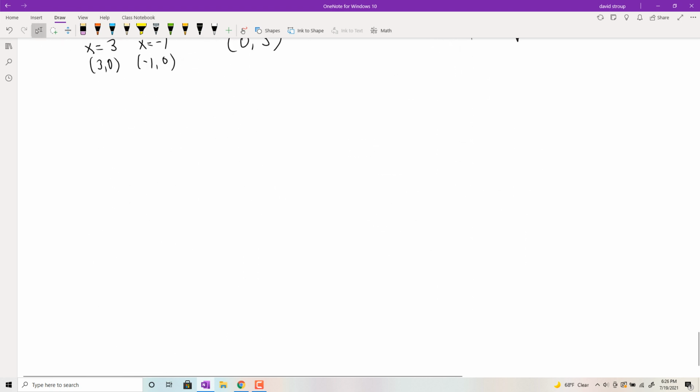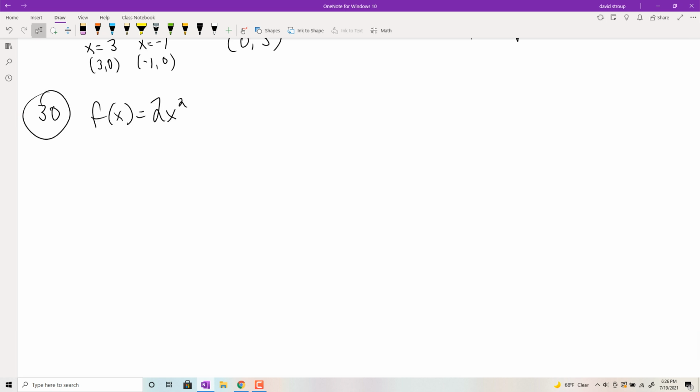Okay, let's look at the other form. So problem 30, f of x equals 2x squared minus 7x minus 4. Okay, so the a value is 2. It's greater than 0, which tells me it is a happy face. Secondly, now the vertex is a little more work.